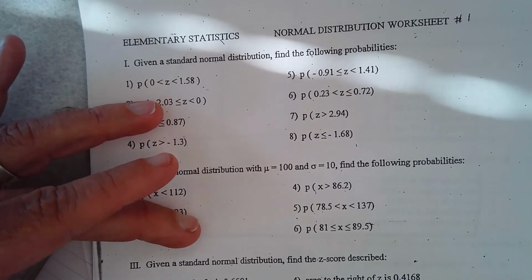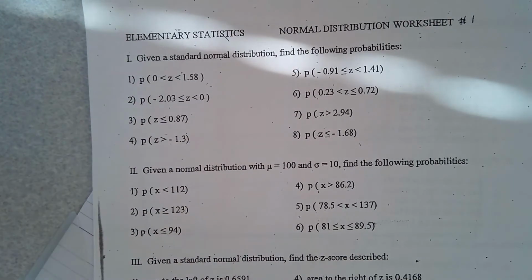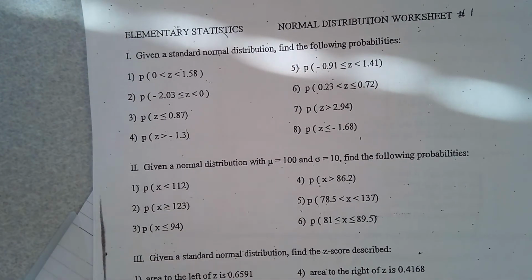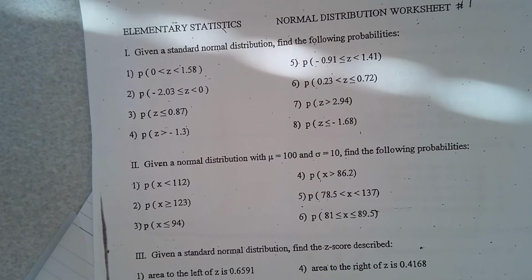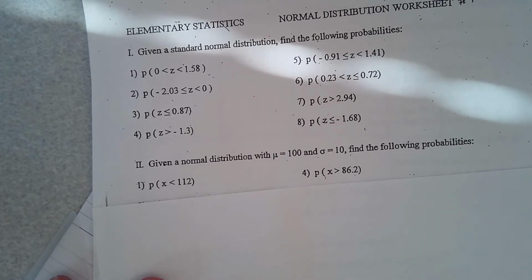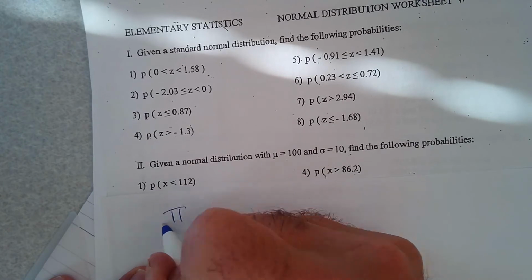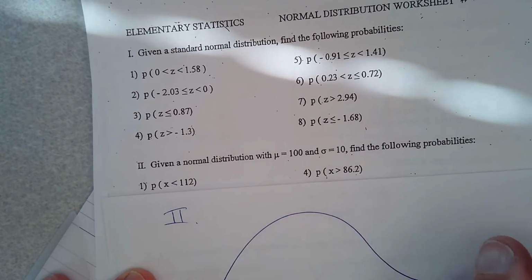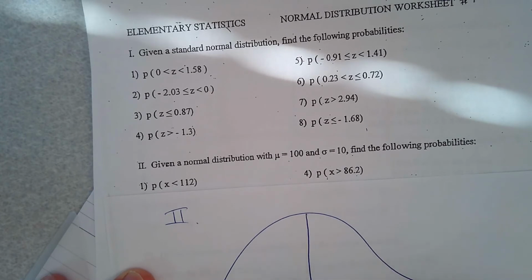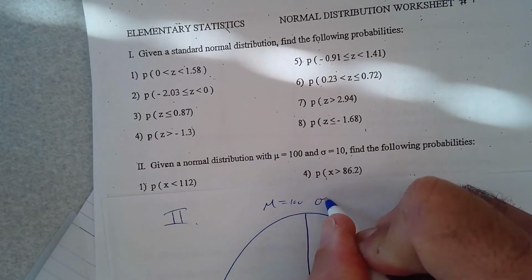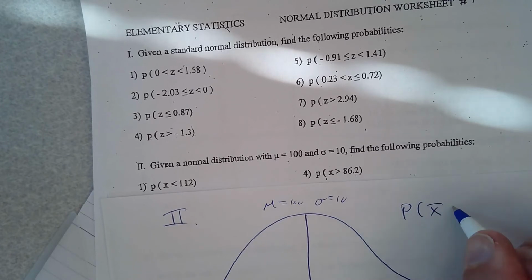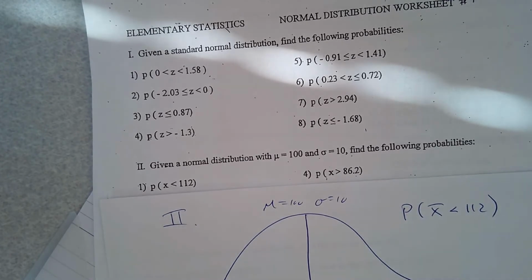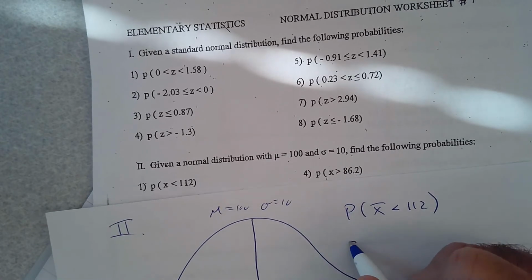Now we're going to take it a step farther in part 2. In part 2, what they are asking us for is now a little bit more context of the problem. So in part 2, what we know is that the mean is 100, and we know the standard deviation is 10. And what we want to find out in number 1 is what's the probability that x bar is going to be less than 112.